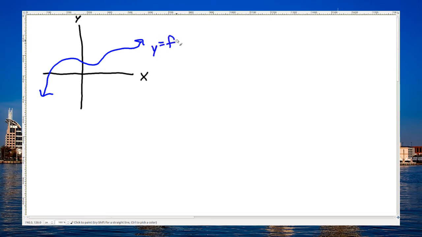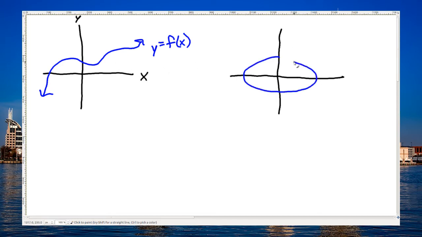But the problem with functions is that they are limited. If we were to instead want to try to describe another curve, say we're trying to describe this ellipse, that couldn't be described as a function. And the problem with that, of course, is that it does not pass the vertical line test. So there's no function.